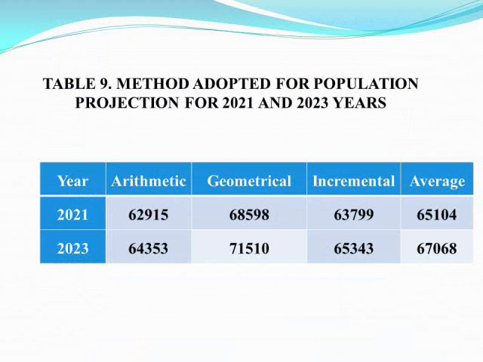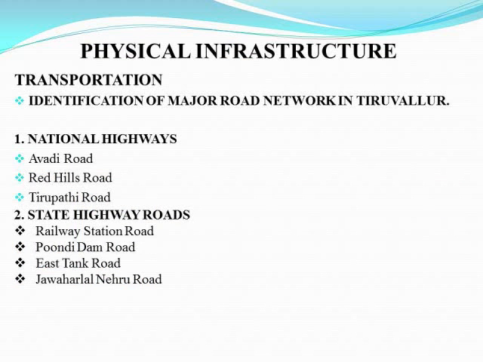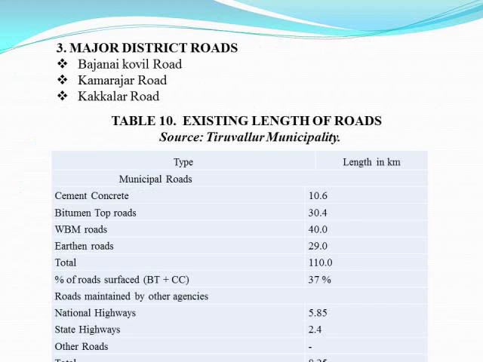From all the three methods, the method adopted is the geometrical increase method. Next is the physical infrastructure. This is the identification of major node network in Tiruvallur town: national highways, state highways, roads and major district roads. And this table shows the existing length of the roads. All the details have been collected from the Tiruvallur municipality. And totally there are 110 kilometer length of the roads.